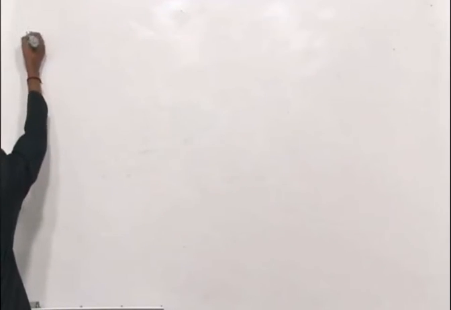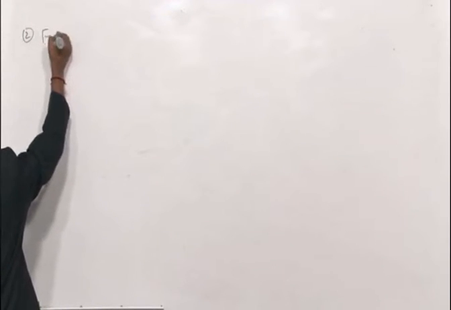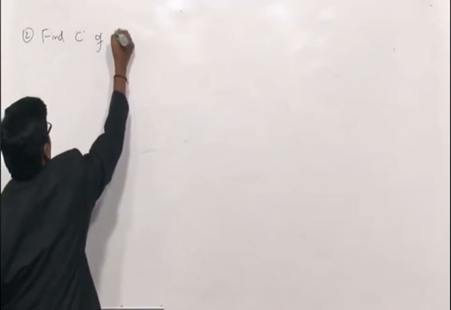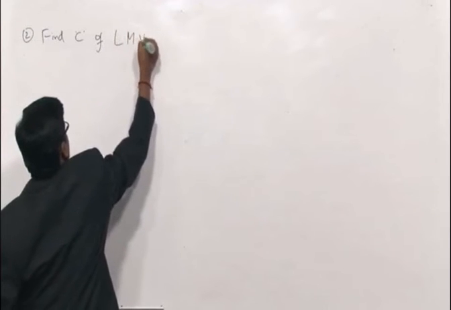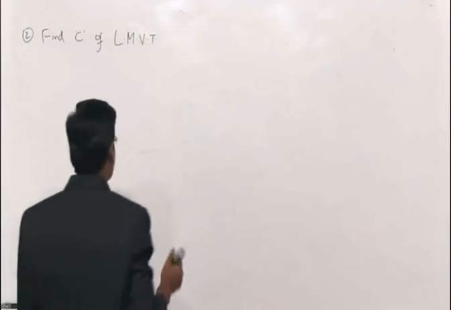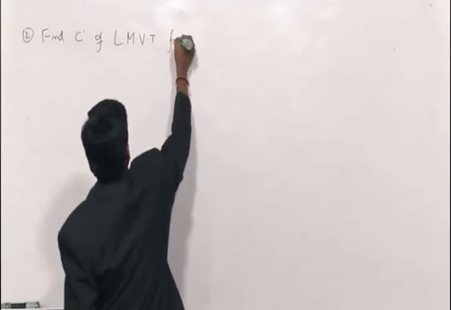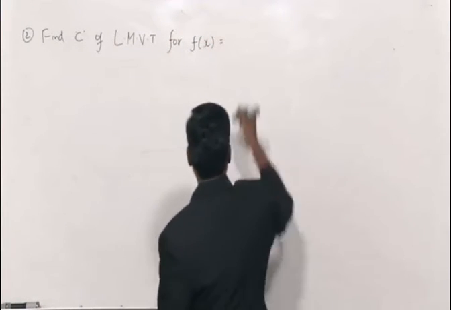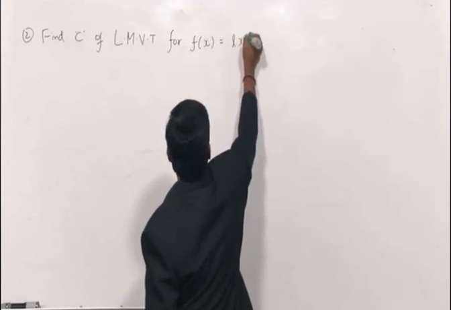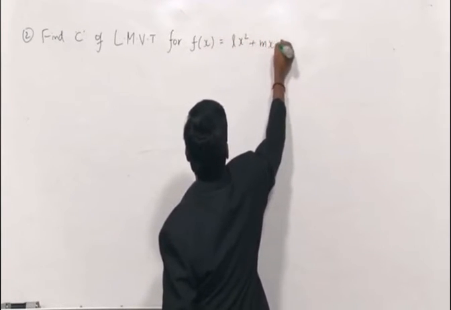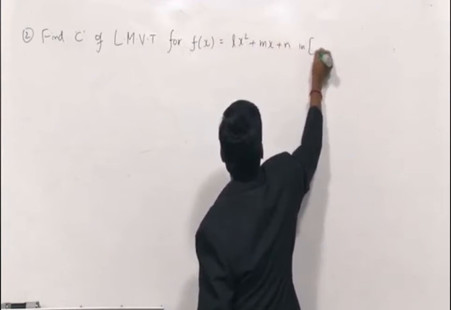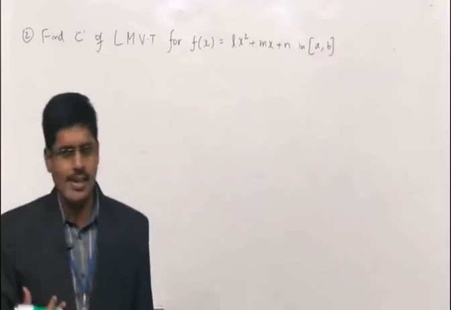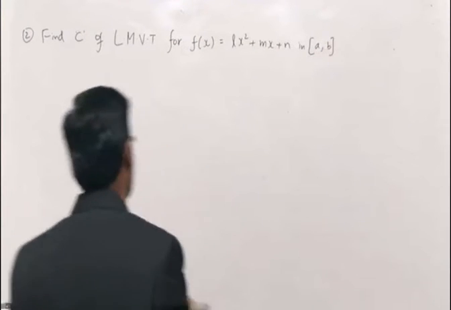Next, second example: find C of Lagrange's mean value theorem, short form LMVT, for f(x) = Lx² + mx + n in the closed interval [a, b]. That means I have taken a general quadratic polynomial and any interval [a, b].